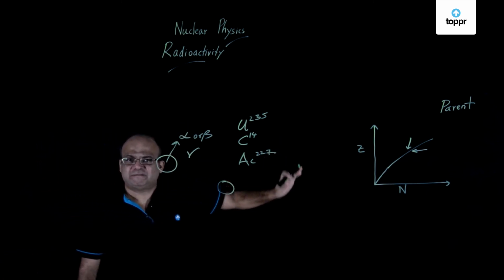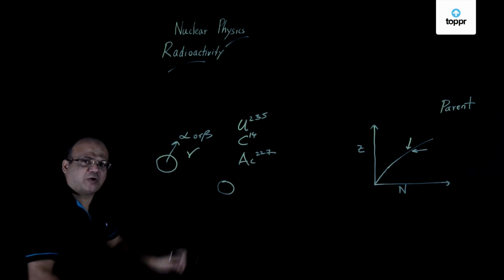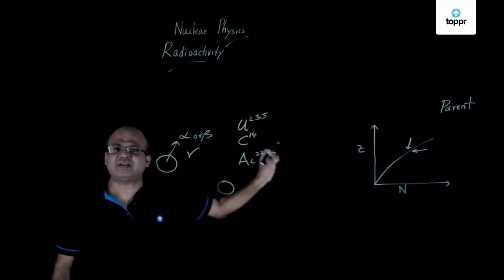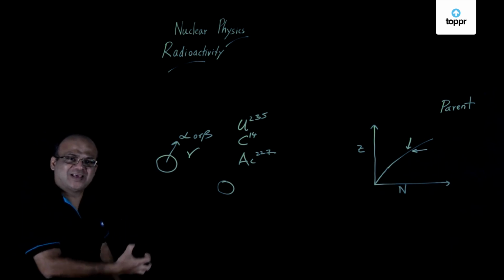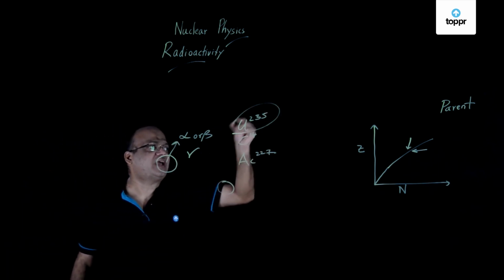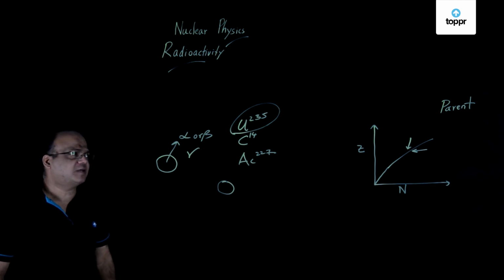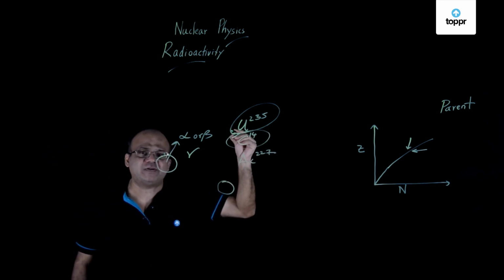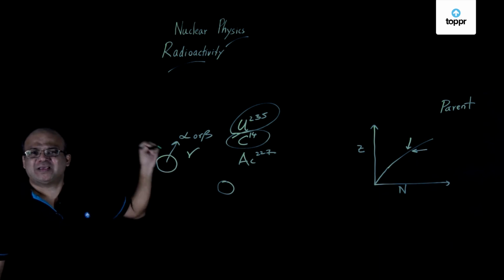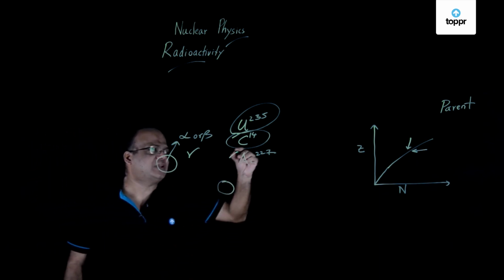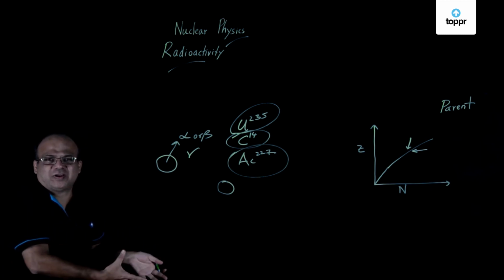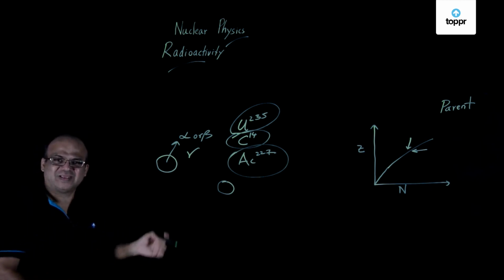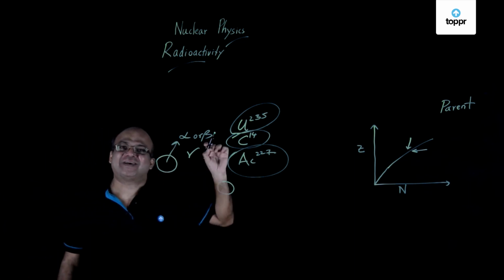Next property, a particular nucleus at one time will either emit an alpha particle or a beta particle, but not both together. Lastly, some nuclides like U235 always decay by alpha decay. Other nuclides like carbon 14 always decay by beta decay. And some nuclides like actinium 227 can decay by either alpha decay or beta decay. So these are the properties of radioactivity.